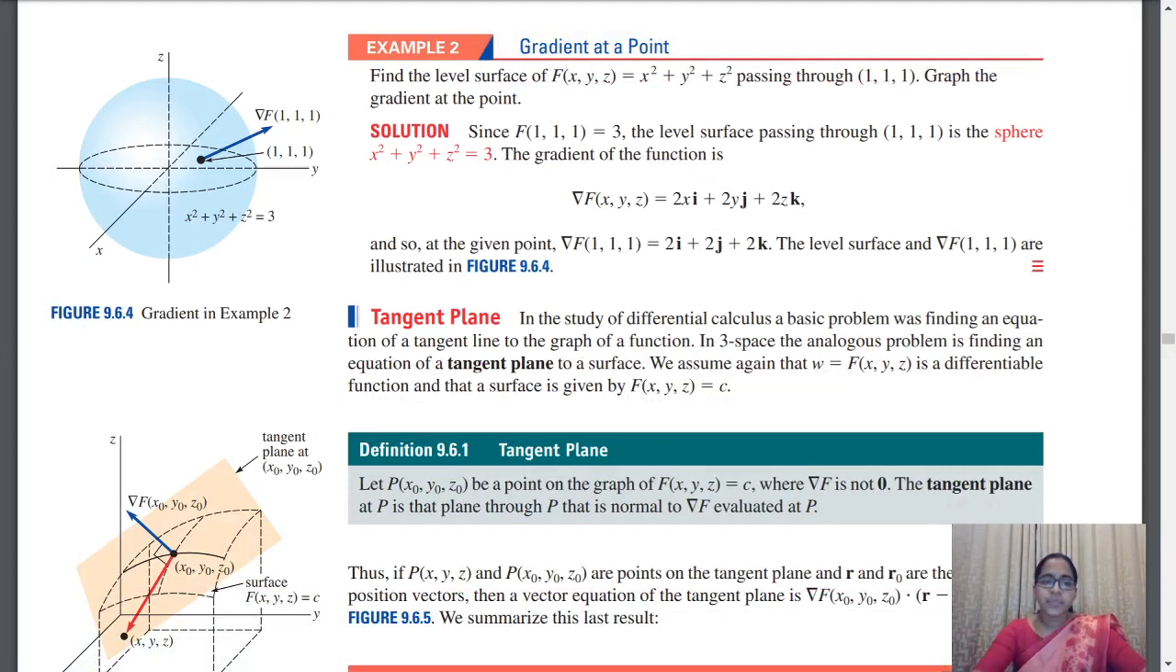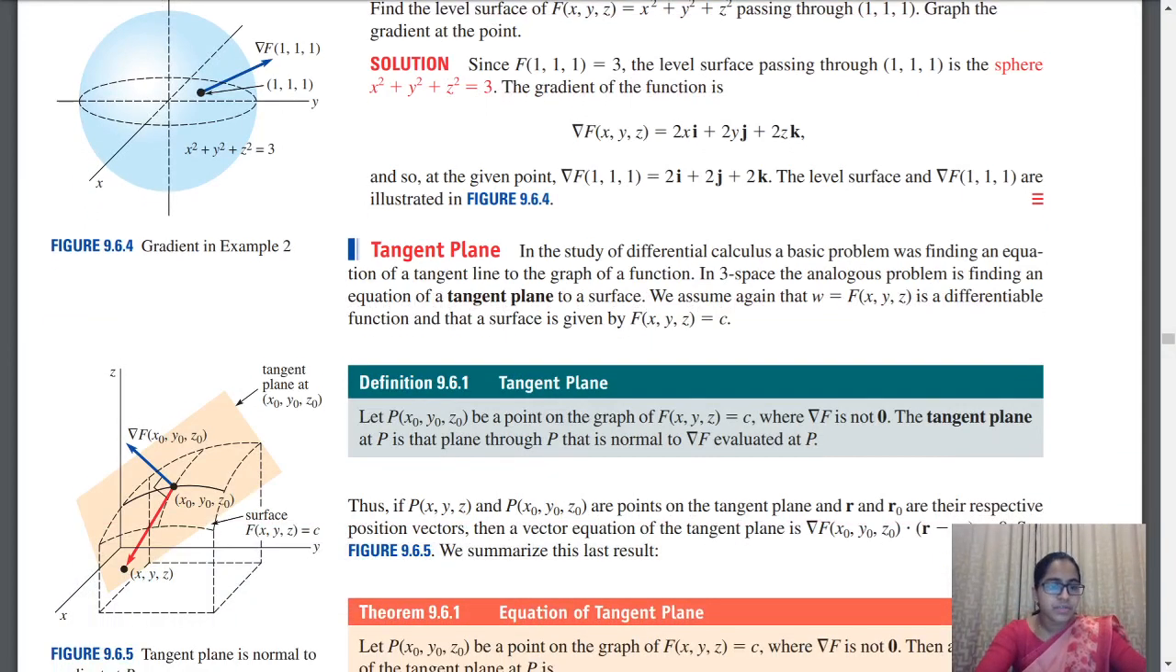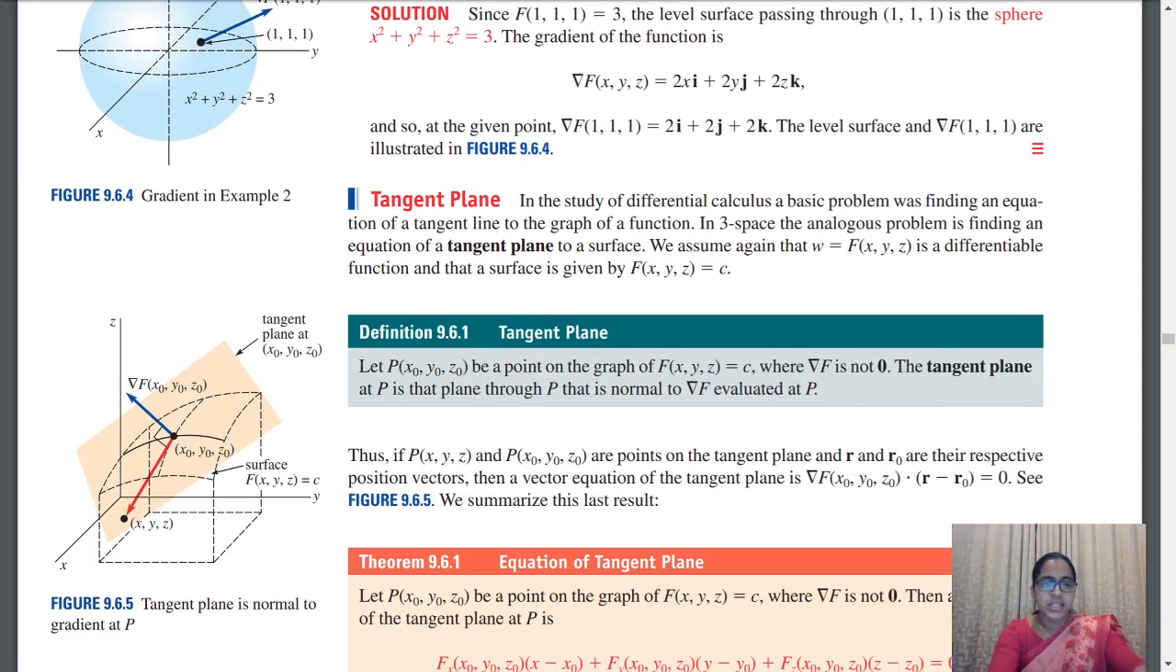So let us see the figure which is given in your textbook. You can see that we have a surface f(x, y, z) = c, and a point (x₀, y₀, z₀), and the tangent plane at (x₀, y₀, z₀) will be normal to the grad f. The blue arrow depicts the grad f, so the tangent plane will be normal to this grad f.